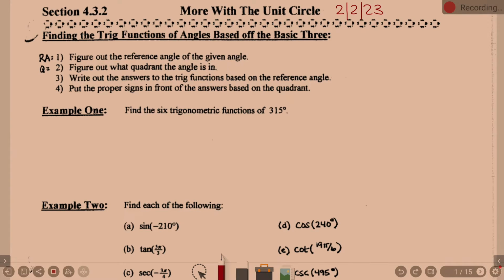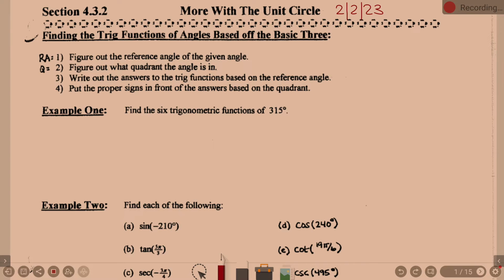Section 4.3, part 2. This is more with trying to figure out the unit circle. Okay, I introduced the concept of reference angles a little bit, and we're going to work a lot with reference angles in this lesson. That's going to be a big deal here. So we're going to talk about how to find trig functions of angles based off of those three basic angles. So based off of 30 degrees, 45 degrees, and 60 degrees.